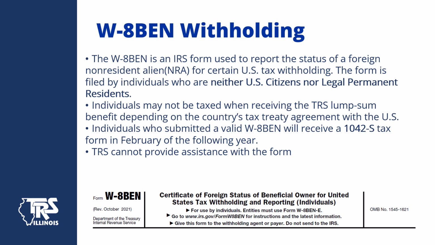If a tax treaty agreement with your country and the U.S. is present, individuals may not be taxed on their TRS lump sum. Individuals who submit a valid W-8 BEN will receive a 1042-S tax form in February the following year.